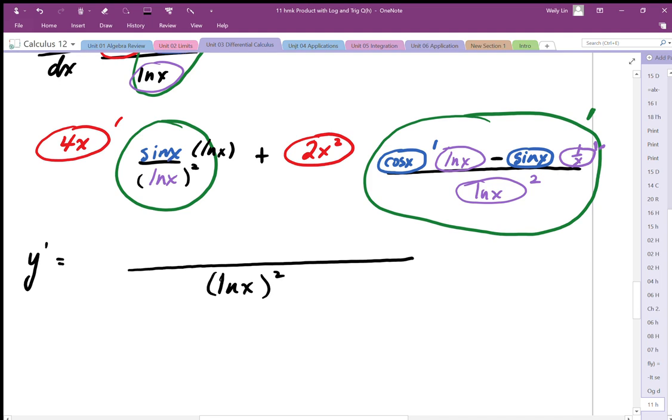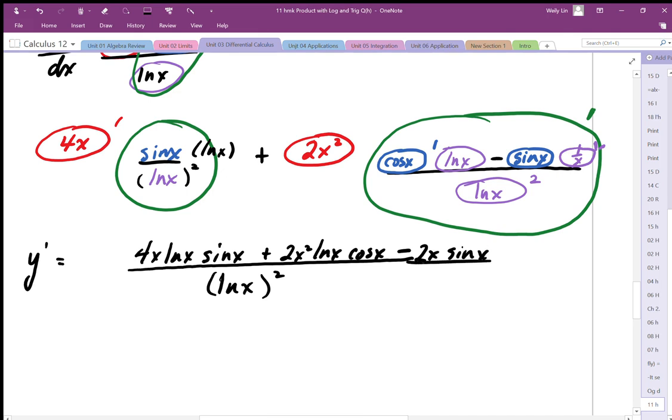Okay, so I'm going to multiply this out. I get 4x log x sine x plus, I'm going to distribute this out, so I end up with 2x squared log x times cosine x minus the 2x squared, and the divide by x cancel out, so I'm just left with 2x sine x. Okay, so there it is.